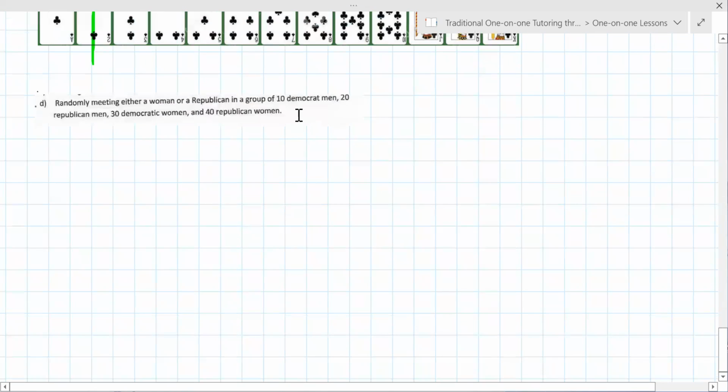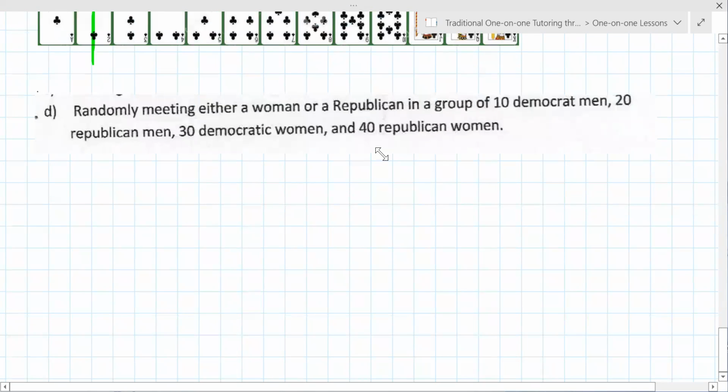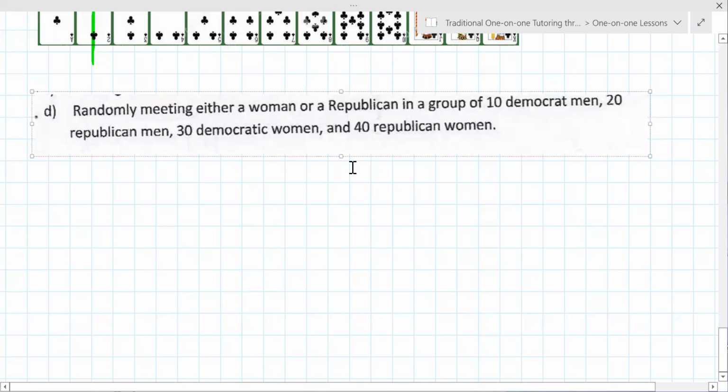All right, so next question here. Randomly meeting either a woman or a Republican in a group of 10 Democratic men, 10 Republican men, 30 Democratic women. Are you just supposed to say whether? Oh, and you find the probability. Okay. Probability and whether it's overlapping or not. All right. So my question to you is, is there a woman who is a Republican in this description? Yeah, there's 40 of them. Okay, so you know right away that there's overlap.